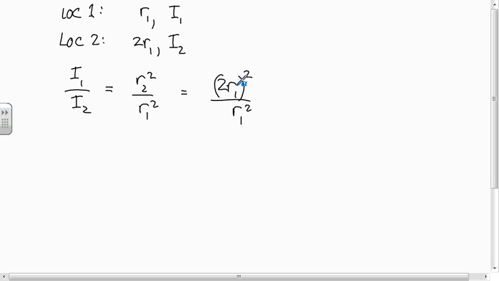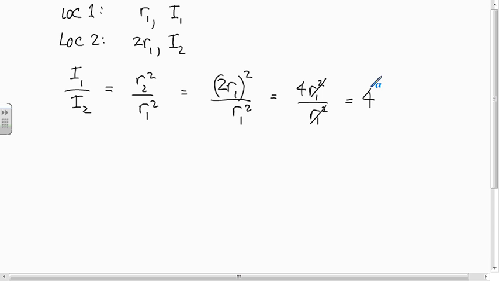Now, since this is all in parentheses, to square this, you get the 2 squared and the R1 squared. So you get 4R1 squared over R1 squared. Now those cancel, and you get 4. Okay? So twice as far away, or I should say half as far away, means 4 times as loud.